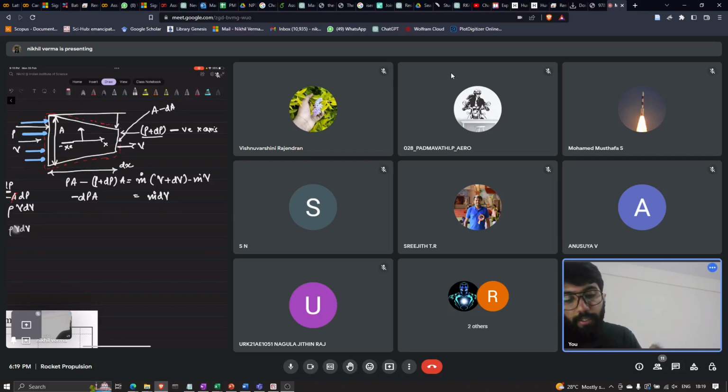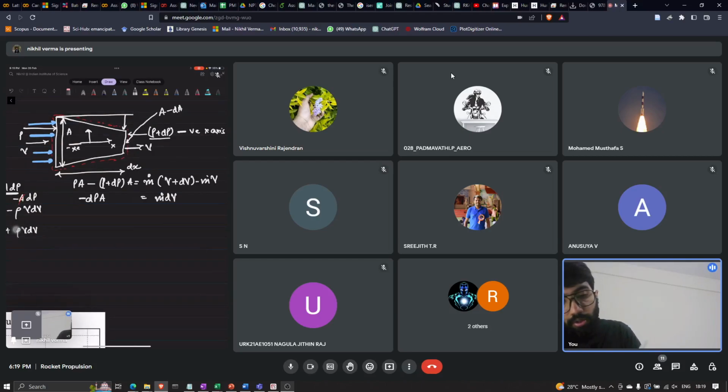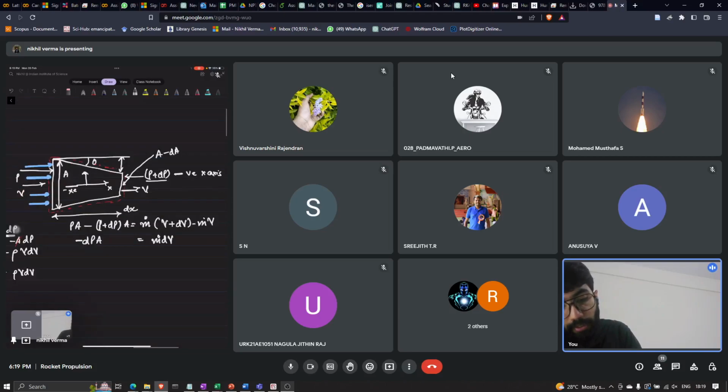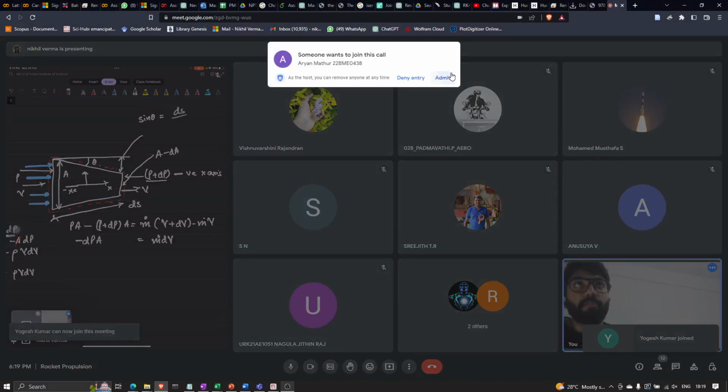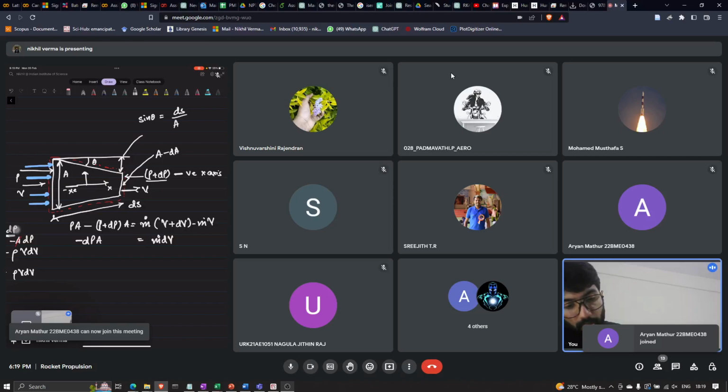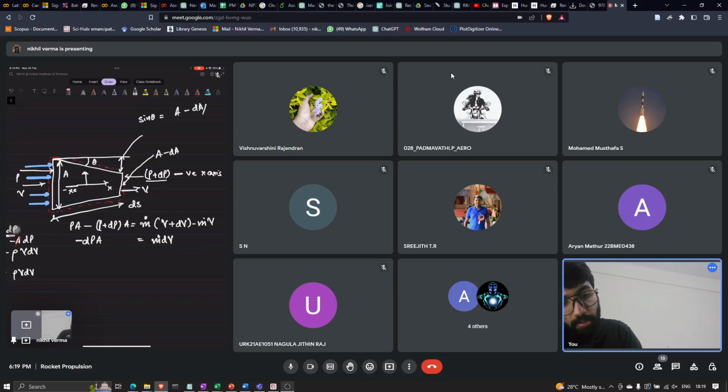I'm talking about the exit surface. If I assume that there's a small theta at this section, so sine theta is equal to, this is some small length dx, not dx, x I have used already, okay, this will be some a minus dA by 2 divided by ds, right?